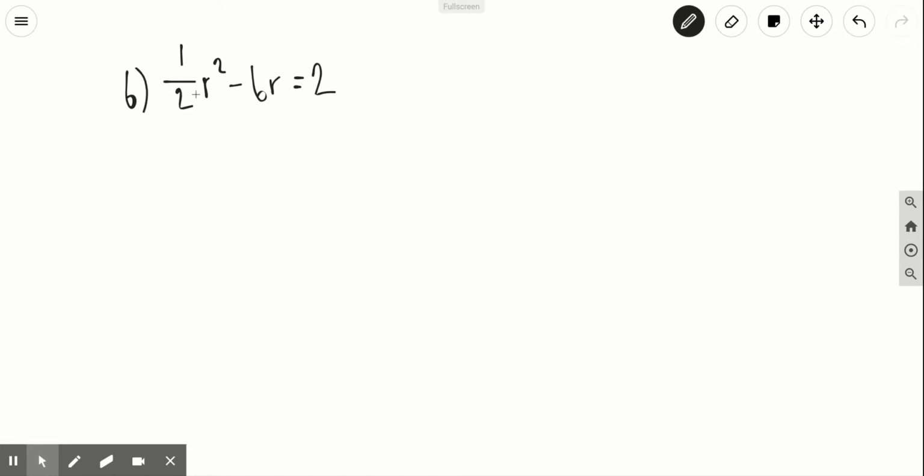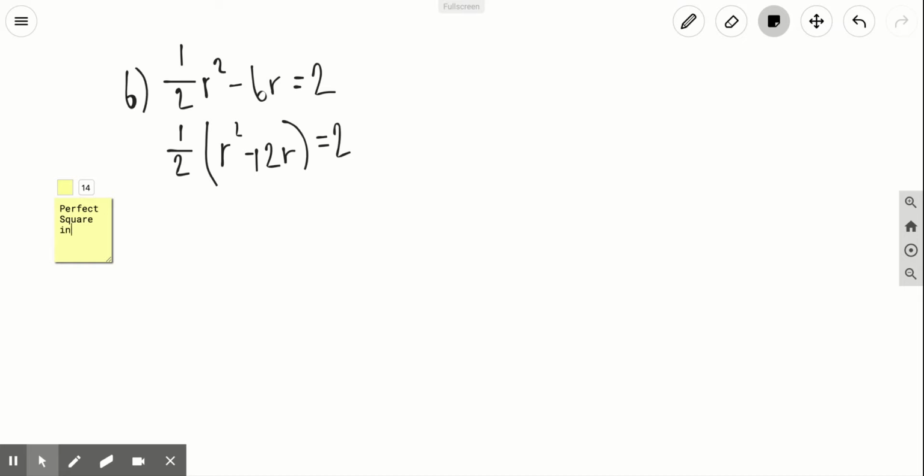Remember that when we have a coefficient on our a term, we need to factor it out. If we put 1/2 on the outside, we end up with r squared minus 12r, because 12 times 1/2 would get us back to 6. Then we'll follow the same steps that we followed in our previous example. We'll find the perfect square in factored form, and then we'll find the perfect square in standard form.